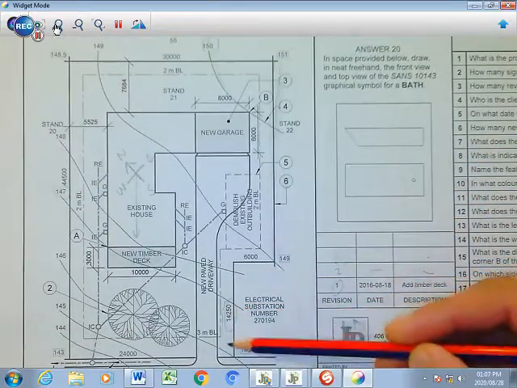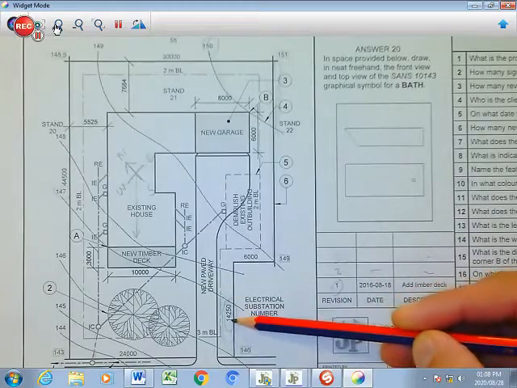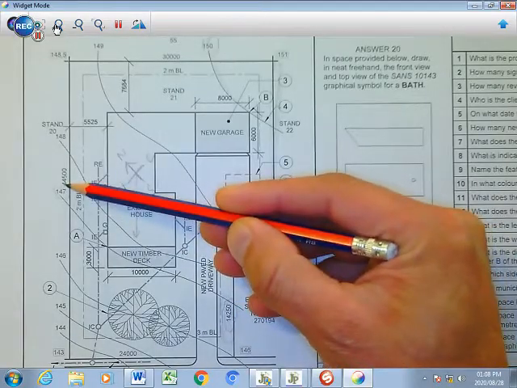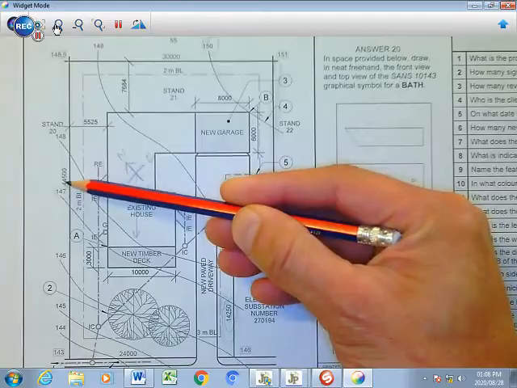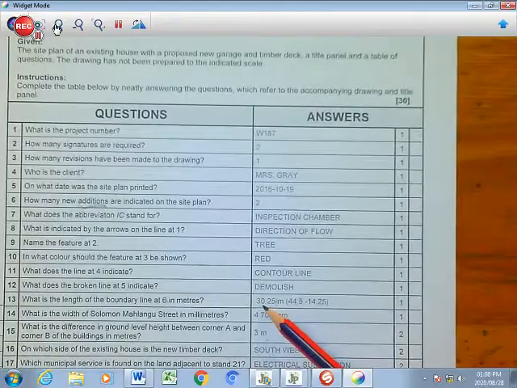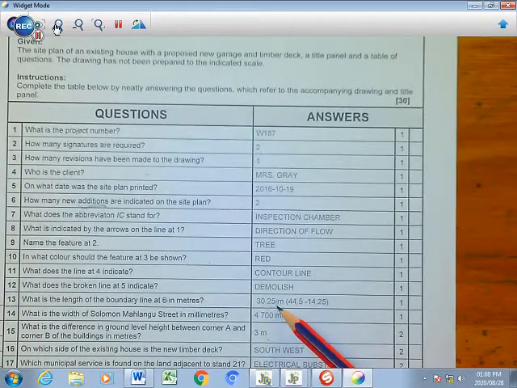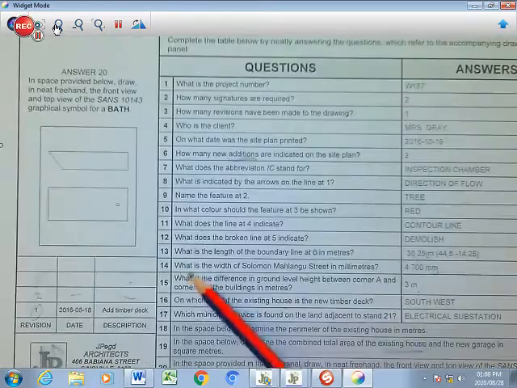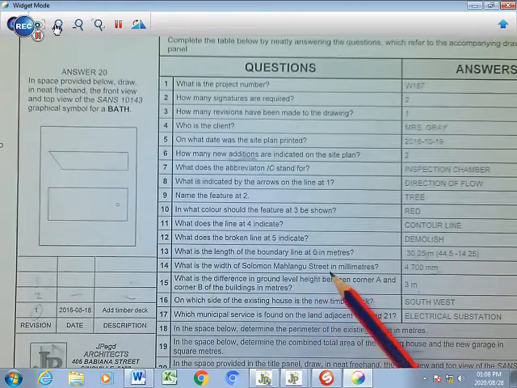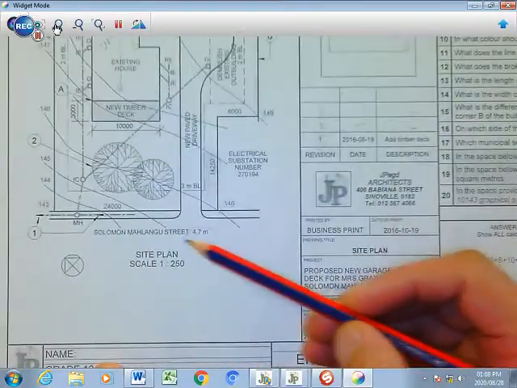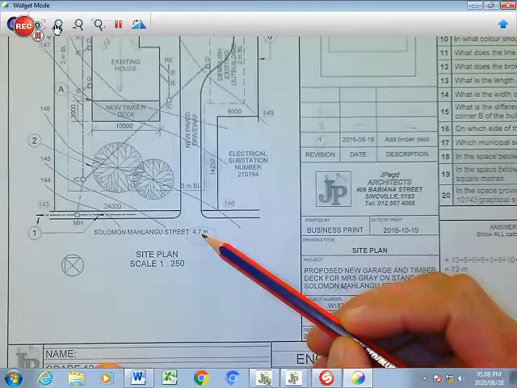What we do have is this over here, which is 14 meters 250, and we have that there. So you will have to take 14 250 and deduct it from the 44 meter 500, and that answer you will have in meters as 30.25 meters. Okay, there it is. And then 14, what is the width of Solomon Maslangu Street in millimeters? They want it in millimeters. If you go to Solomon Maslangu Street, you will find it's 4.7, and that will be 4,700 as an answer in millimeters.